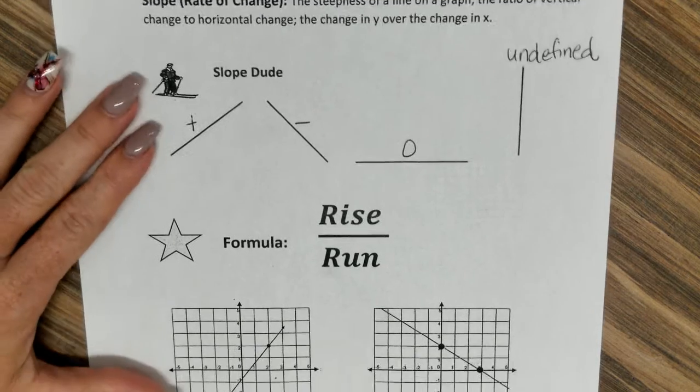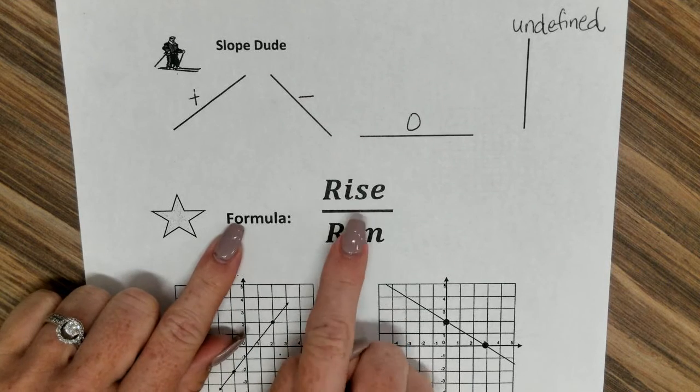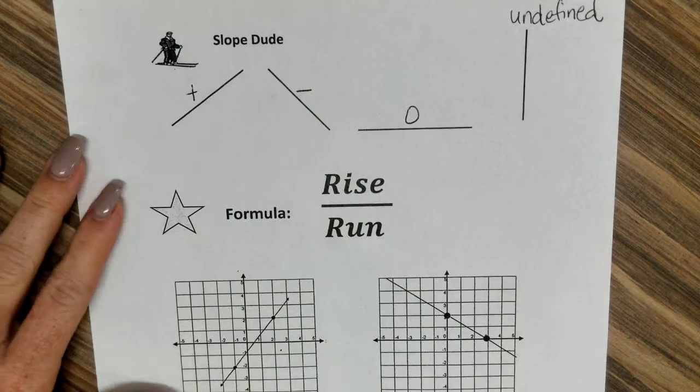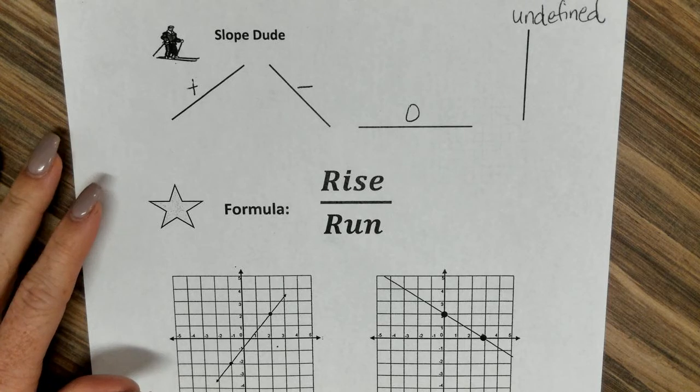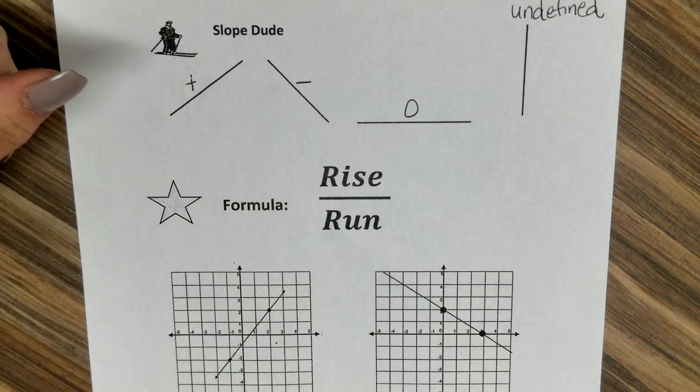Okay, now we're going to learn how to actually calculate the slopes. And some of you might remember this from 7th grade, but your formula is rise over run. So again, the formula is rise over run, and it's actually the easiest formula that I teach in here.